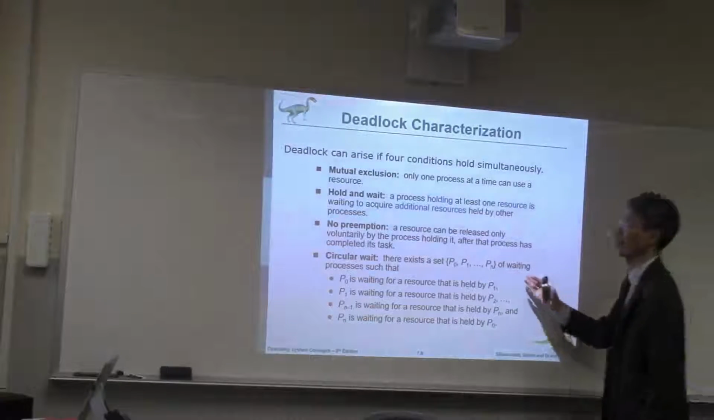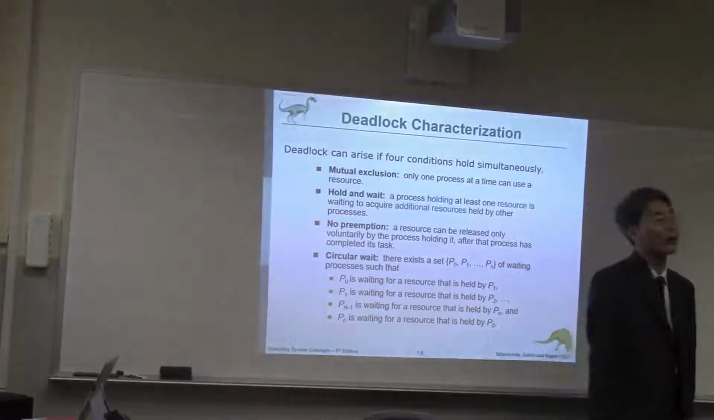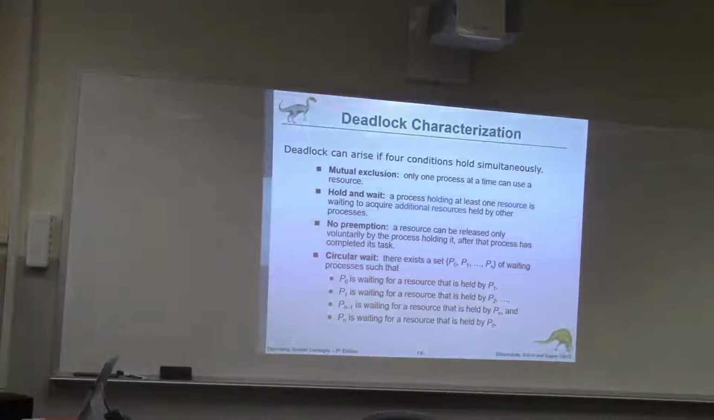The final characteristic of deadlock is the most important part. It's circular wait. Even though there is hold and wait, hold and wait, hold and wait, if it's not circular, that means a process can release the lock on the resource.